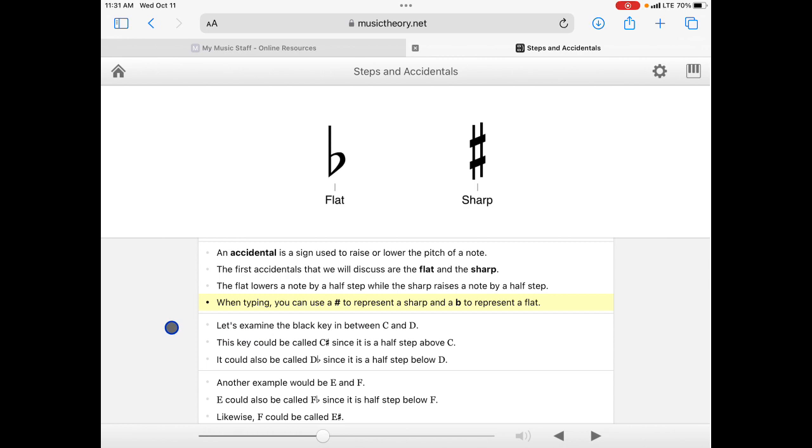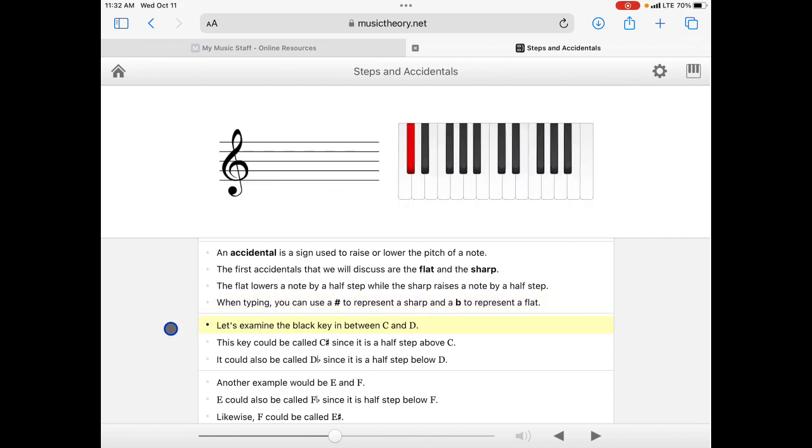Now, if you were ever composing your own music in the future, you could use a hashtag symbol, aka the number sign, to represent the sharp, and then a lowercase b to represent the flat. Now, let's look at the black key in between C and D. In between C and D, this would be called C sharp because it is raised a half step above C. However, it could also be called D flat because it is a half step lowered from D.